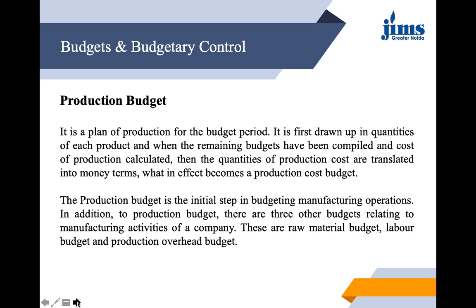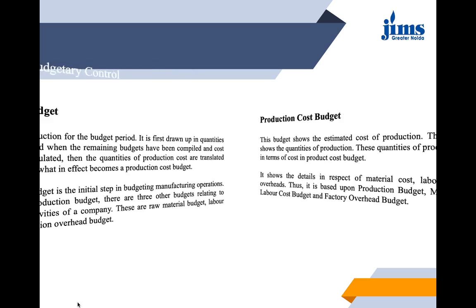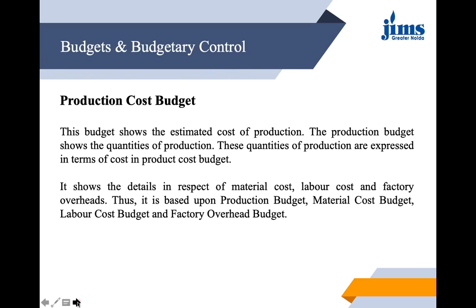Meaning in the production budget you define the quantities to be produced, and in the next budget, the third type of budget that we will be studying, the production cost budget, there you will be checking the costs. So the production budget is the initial step in budgeting manufacturing operations. In addition to the production budget, there may be other budgets related to manufacturing. There may be raw material budgets, labor budgets, production overheads budget. So depending on the requirements, we may have them. Then we have the production cost budget that I was telling you.